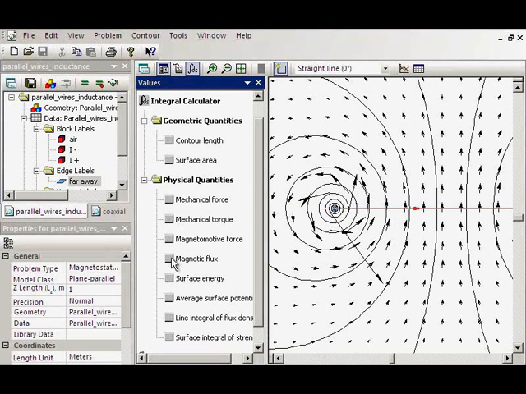The magnetic flux is 1.921 microwebers. And if I divide this value by the current value, which is 1 ampere, I will get the inductance of 1.921 microhenries. Let's compare this value with the theoretical result.